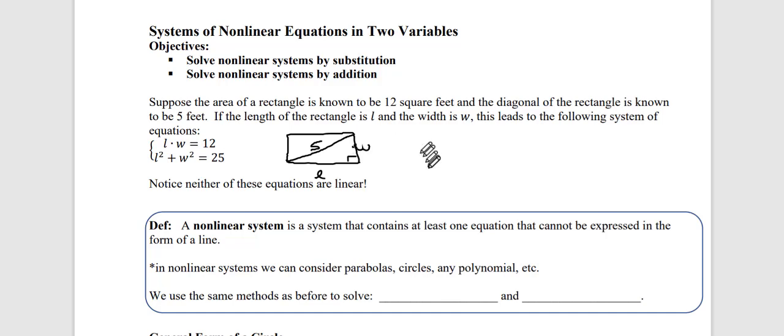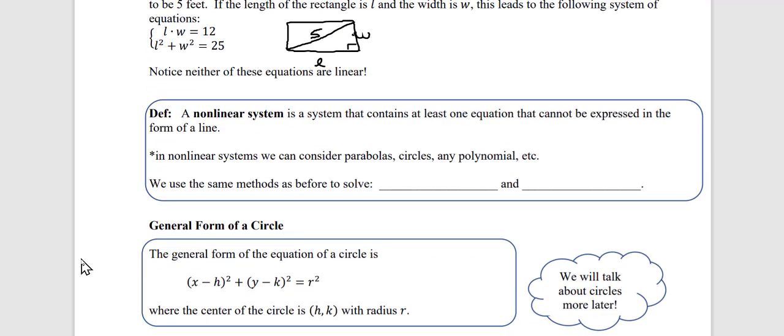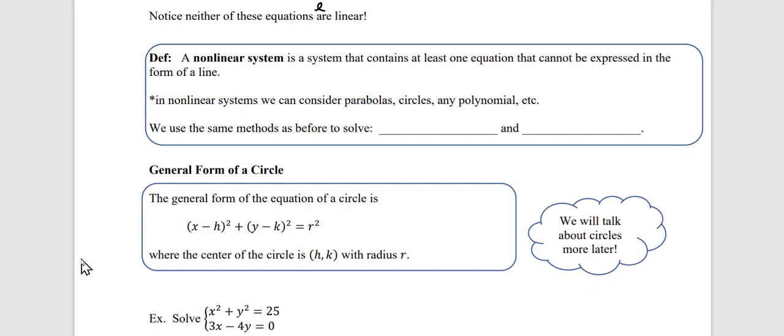Neither one of those is a linear equation because you have a product of the two variables in the first one, and here you have a square on your two variables. Neither one of those is going to be a line. That's what we're working with here. We still use the same methods, substitution and addition.